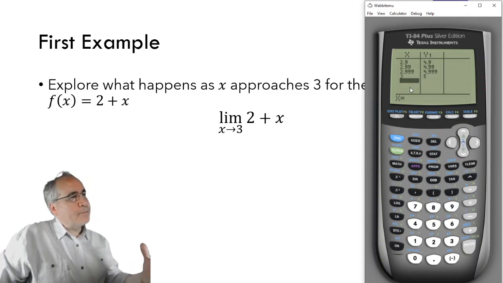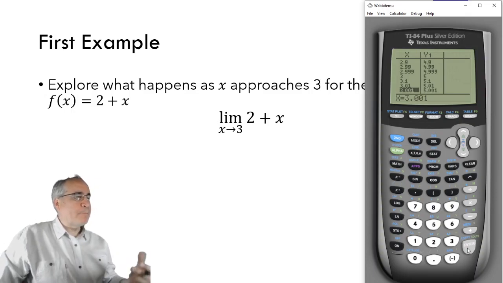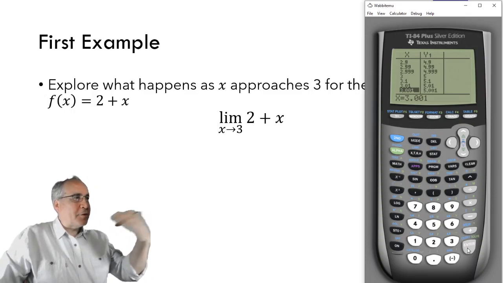Now, let's sneak up to it from the other side. So we'll say 3.1. That's 5.1. Well, let's get a little closer. How about 3.01? Well, that's even closer to 5. How about 3.001? Okay, from the left-hand side, no, that's the right-hand side.